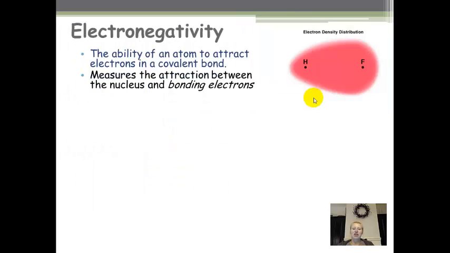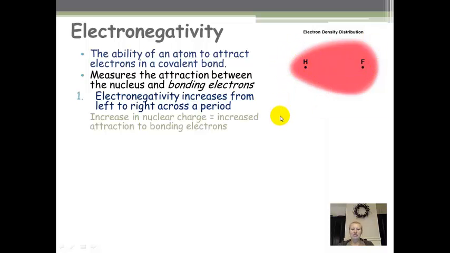Another property that changes periodically is electronegativity. And remember, electronegativity is the ability of an atom to attract electrons in a covalent bond. So it measures the attraction between the nucleus and the bonding electron. So here, for example, is HF. And remember, fluorine is the most electronegative atom in the periodic table. And you can see that fluorine pulls the electrons in this bond towards it and away from hydrogen.